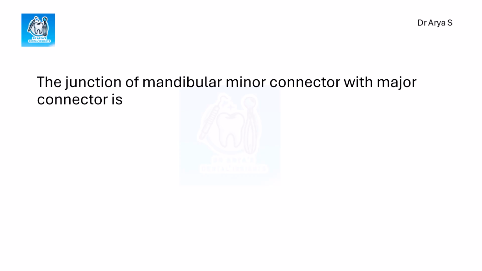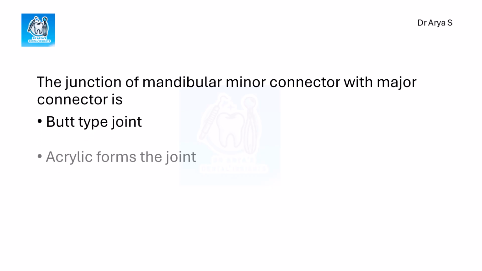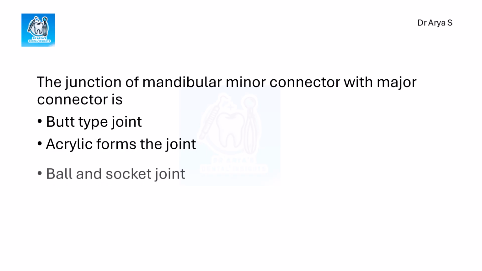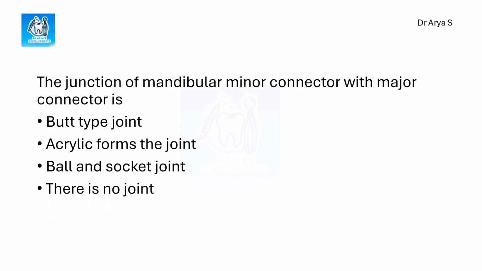Junction of mandibular minor connector with major connector is butt type of joint, or acrylic forms the joint, or ball and socket joint, or there is no joint. Here the junction of mandibular minor connector with the major connector is butt type of joint.